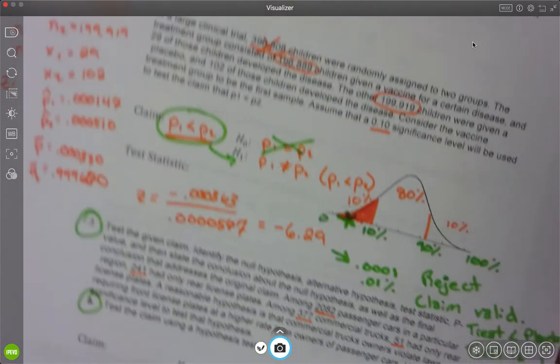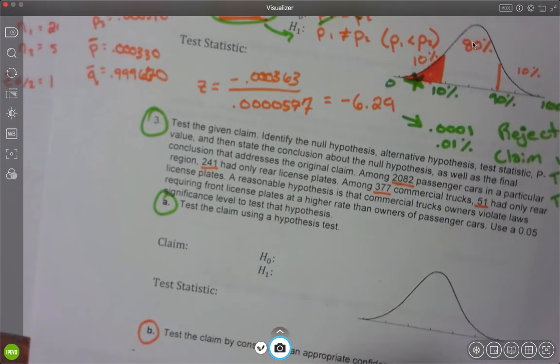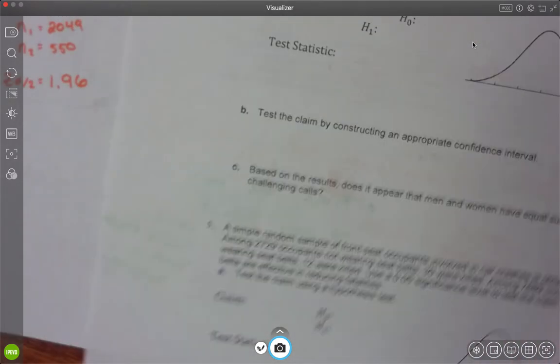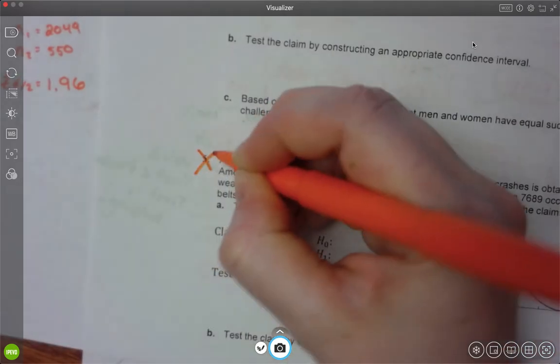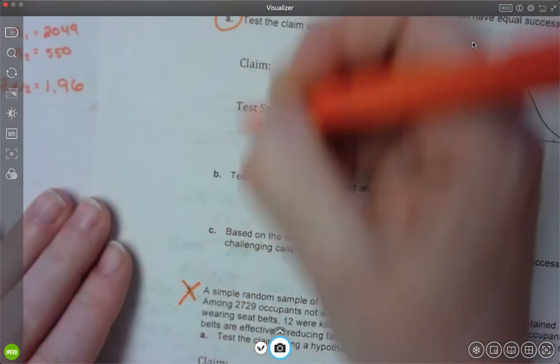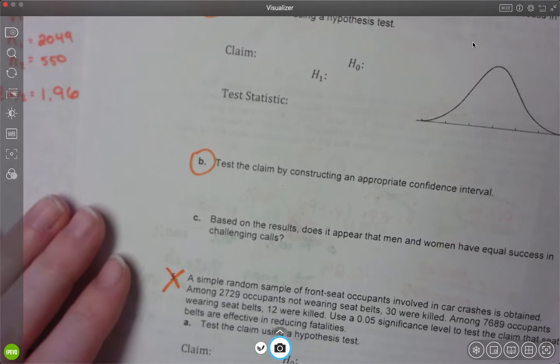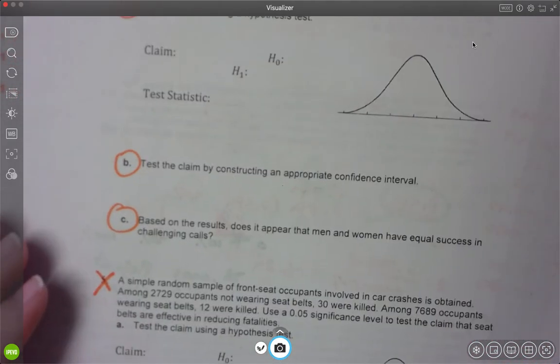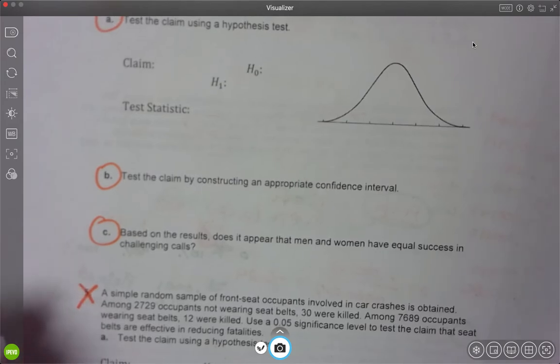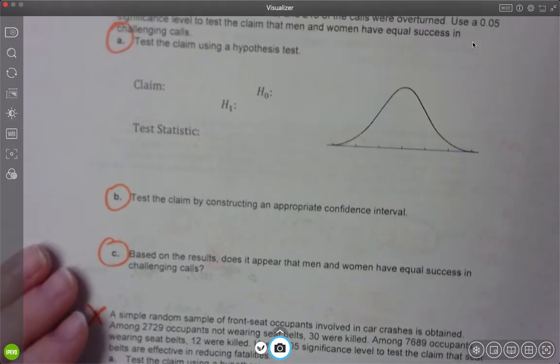So do number 3 part B, add that to your homework. We won't do number 5, but go ahead and do number 4, parts A and B. And C, I guess. C is going to have a question for you at the very end. So that's just kind of like, based on this, is it equal? Does that mean it's equal? So go ahead and do those.